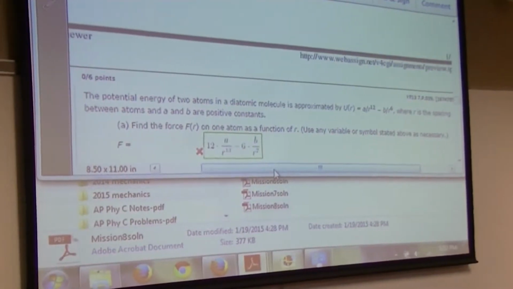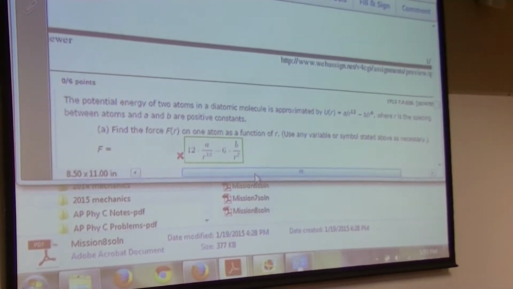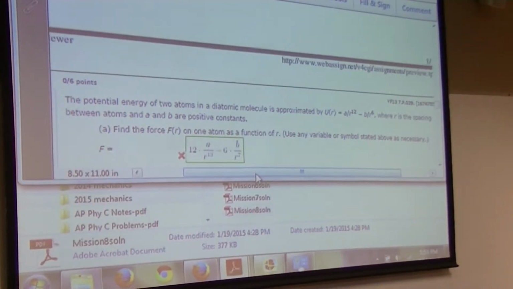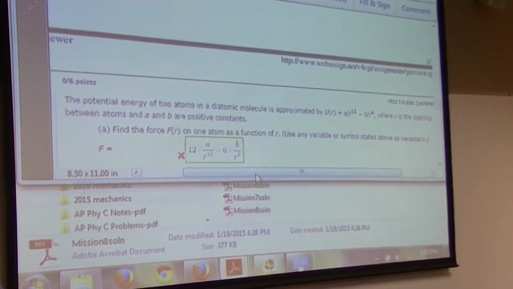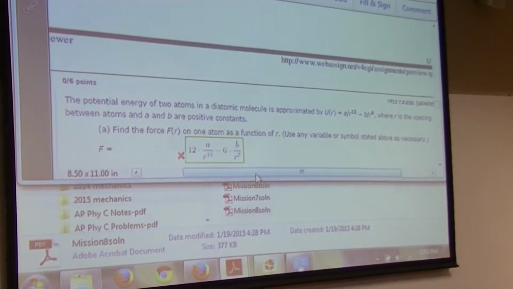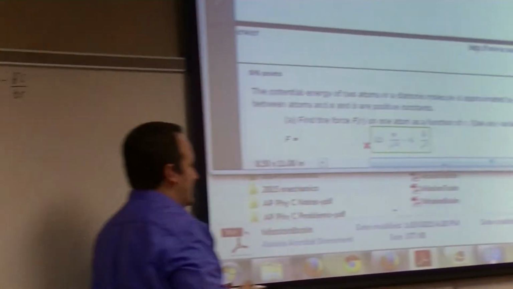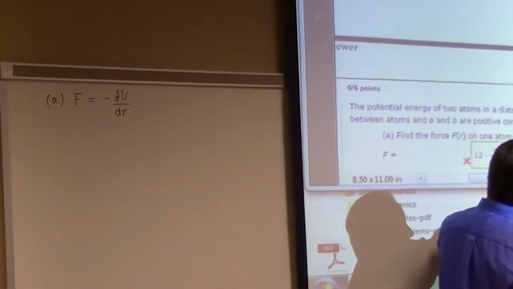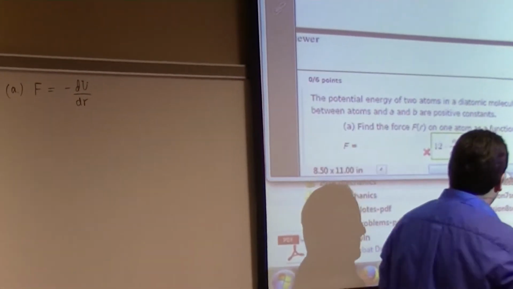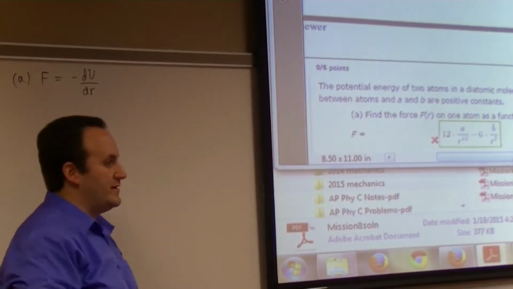So I understand how part A is done. It's just a negative gradient, right? Yeah, here there's one dimension, so it just boils down to minus the derivative, right? So the force is minus dU/dR, so you can just differentiate that. You guys can see it's 12 times A over R to the 13th plus 6 times B over R to the 7th, right? Because these are reciprocals, when you differentiate a reciprocal, it adds to the exponent, right?